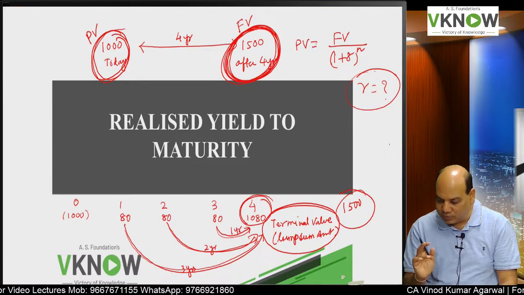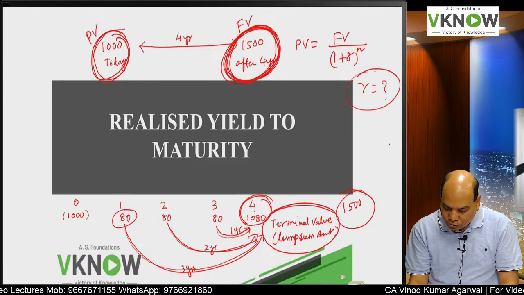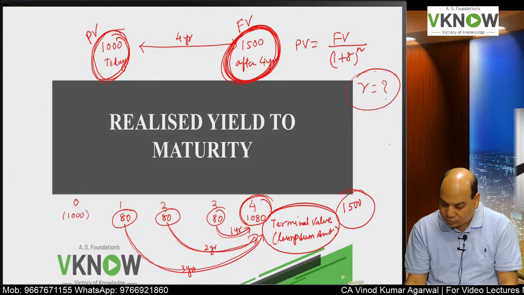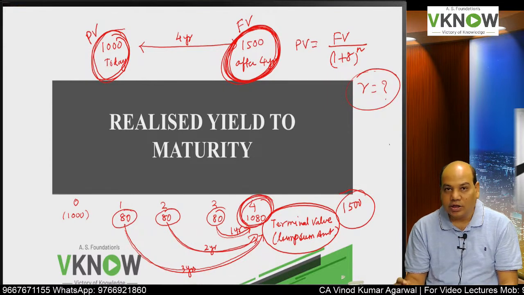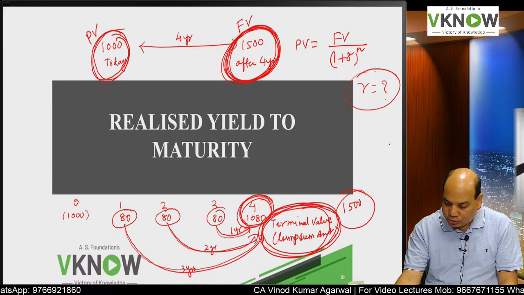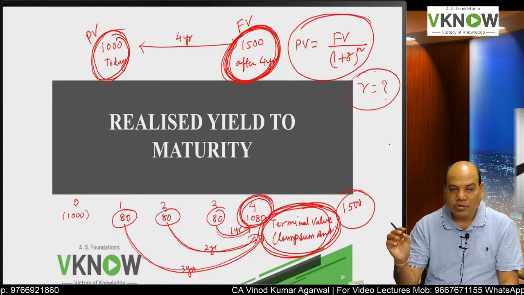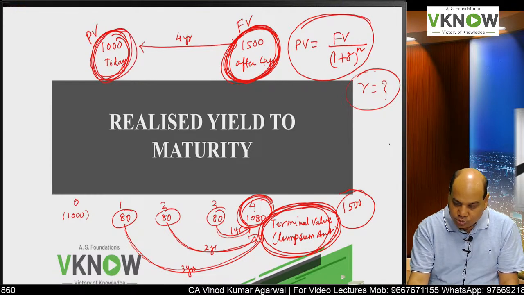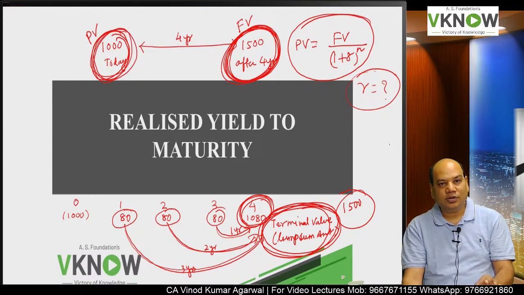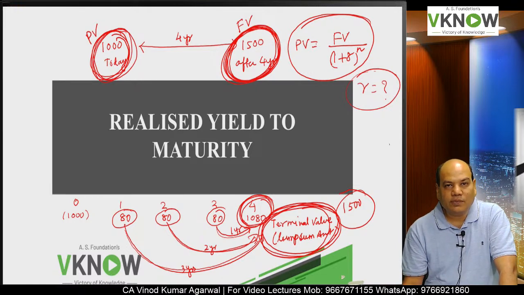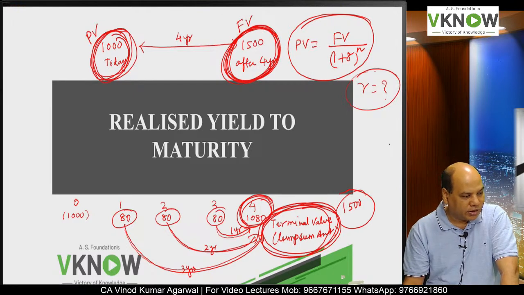So once again I will revise. In realized yield to maturity, cash flow generated will be reinvested for the remaining period at an appropriate investment rate. Calculate the terminal value here and then find out that discount rate at which the present value of terminal value is equal to the amount invested today, and that rate is called realized yield to maturity. It was called modified IRR in the capital budgeting chapter.